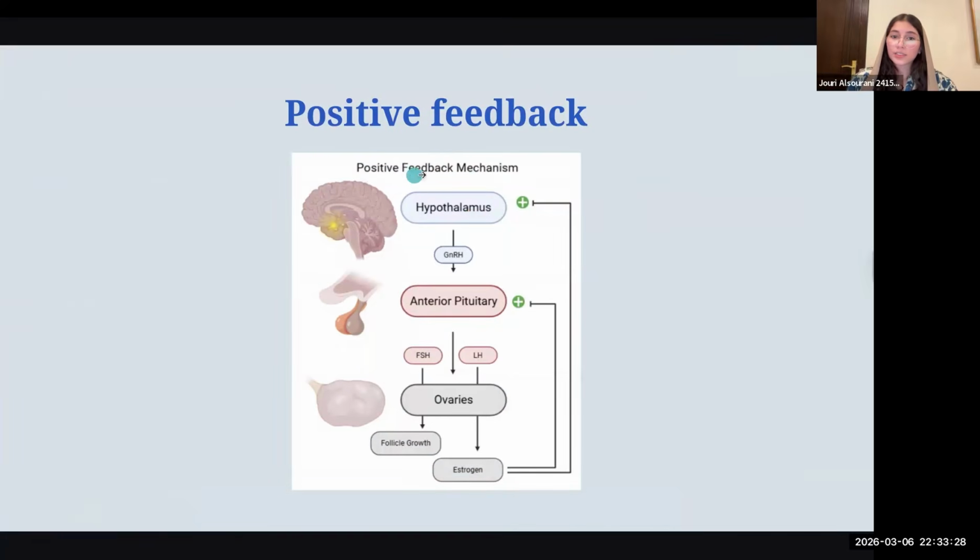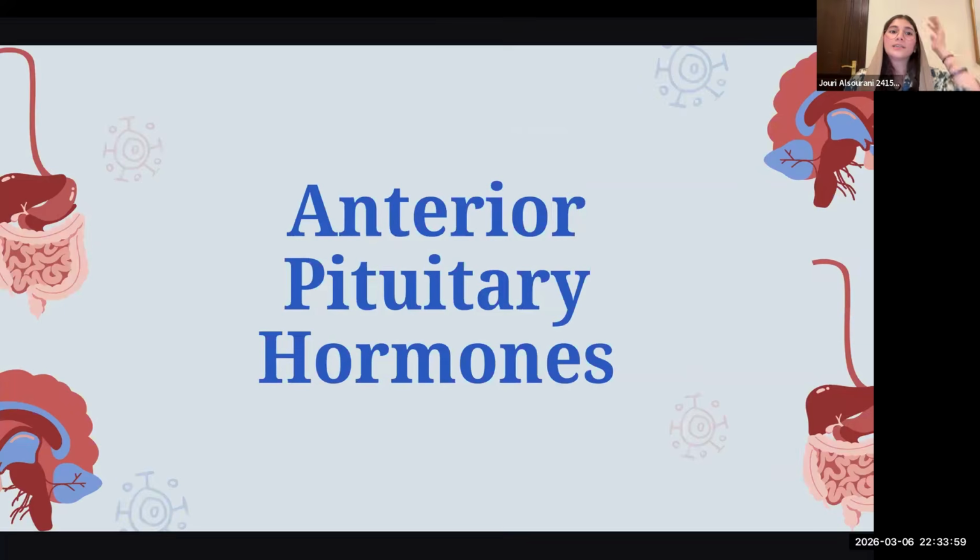So here's how the positive feedback mechanism works. We have the hypothalamus releasing the gonadotropin releasing hormones. It acts on the pituitary to release FSH and LH, which act on the ovaries. We have follicle growth. These follicles, as they're growing, are releasing estrogen. And this estrogen goes back to the anterior pituitary and the hypothalamus. And this is going to keep happening until we have that LH surge and that ovulation. And then we're going to be moving to negative feedback again. So positive feedback, not as common as negative feedback. All right, now for the main bulk, we're going to be discussing the anterior pituitary hormones.